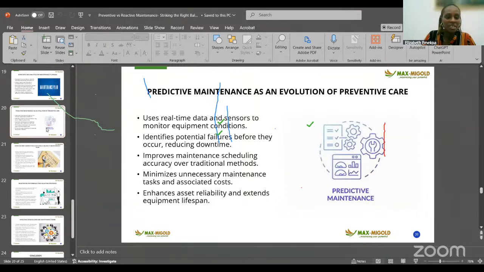Uses real-time data. Predictive maintenance as an evolution of preventive care. Use real-time data and sensors to monitor equipment and conditions. It's just what I've explained earlier. You have your monitors, your sensors on all your assets that you can always look through.